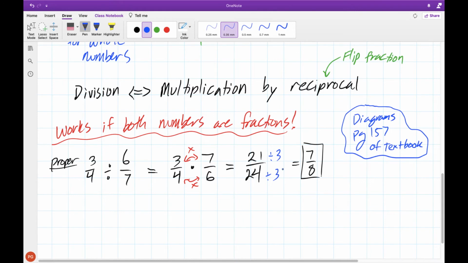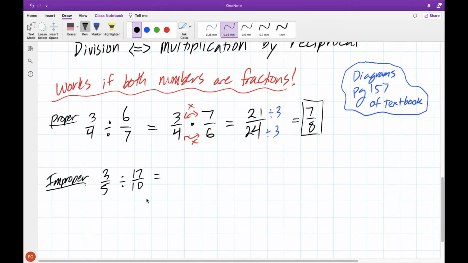So if you're interested in how we could represent this using a picture, I encourage you to look at the textbook here, but I'm not going to go over the examples in this video. This also works if we're dividing by an improper fraction. Again, we just flip it. We multiply the top and bottom together, we reduce our fraction, and we can get our final answer.